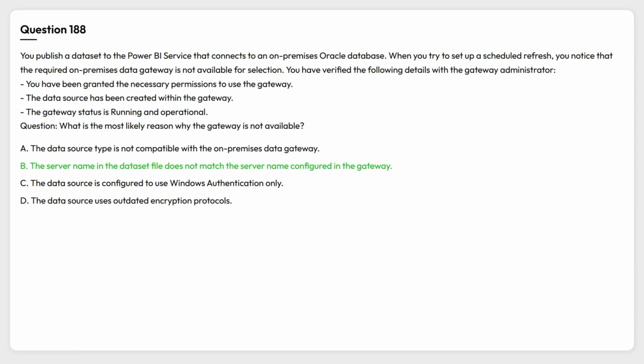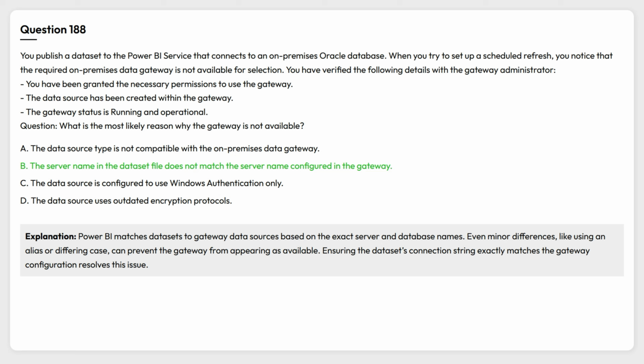The correct answer is option B. The server name in the dataset file doesn't match the server name configured in the gateway. Power BI matches dataset to gateway data source based on the exact server and database names. Even minor differences, like using an alias or differing case, can prevent the gateway from appearing as available. Ensuring the dataset's connection string exactly matches the gateway configuration resolves this issue.